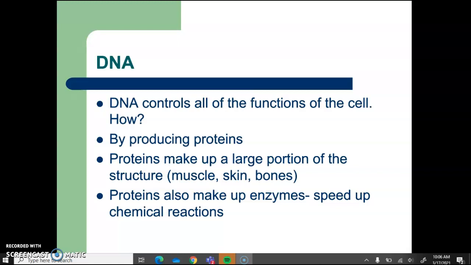Proteins are also used to make enzymes, which help speed up chemical reactions. So these enzymes are absolutely essential for our bodies and our cells in doing everything that they can.